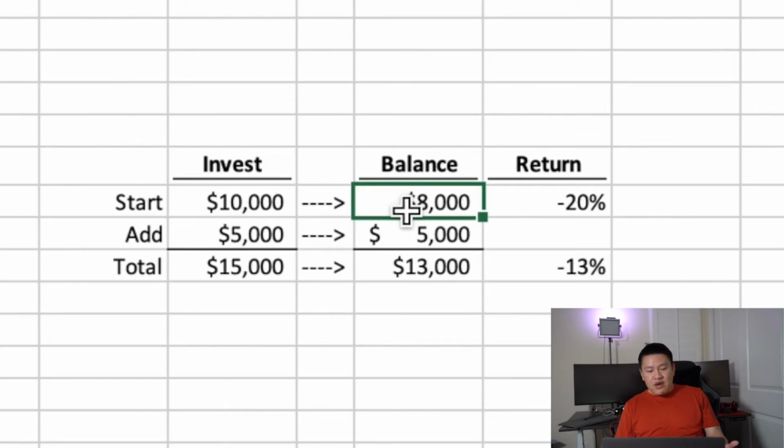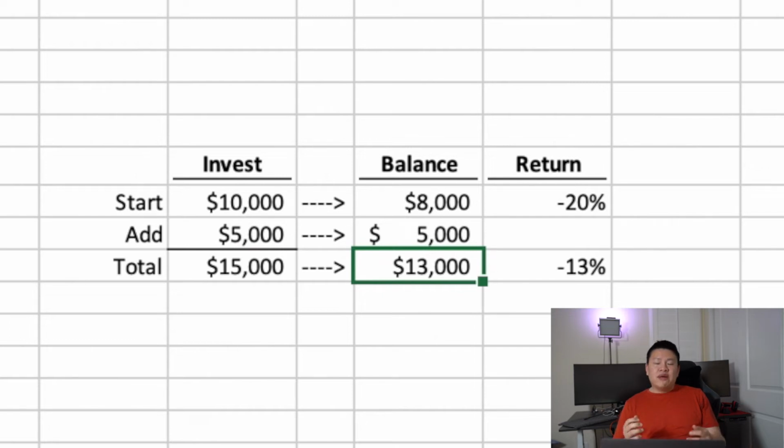So let's take a look at another example where you invested $10,000. Now your balance is $8,000, so you had already lost 20% on your portfolio. And at that point in time, you did the same thing. You decided to add $5,000 to your portfolio for a total investment of $15,000, and your total balance at that point in time would be $13,000. So in this scenario, by the mere fact of you depositing another $5,000, your return got better. It went from negative 20% to negative 13%. Now that does not make any sense either.